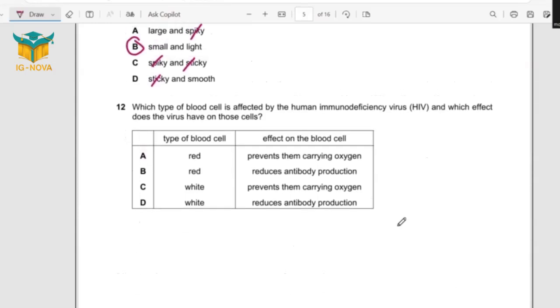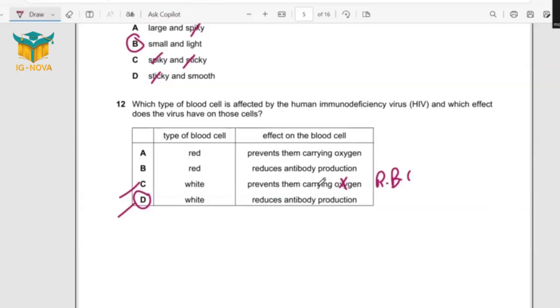Which type of blood cell is affected by the human immunodeficiency virus? Lymphocyte or white blood cell. In the syllabus there is no lymphocyte or phagocyte, only white blood cell. So white blood cell, and it prevents the formation of antibodies, because carrying of oxygen is the RBC, which is definitely an error. So option D is okay.